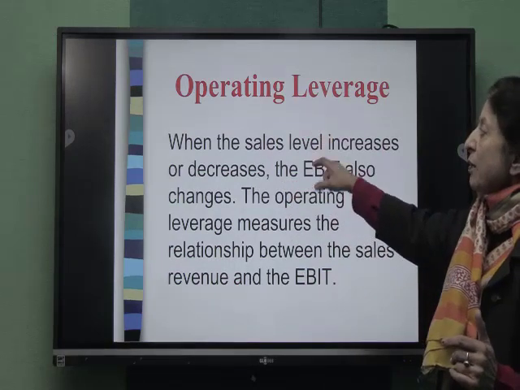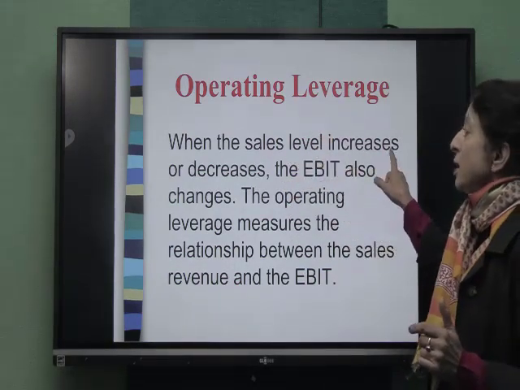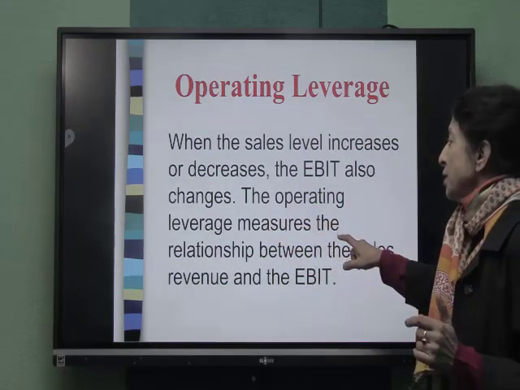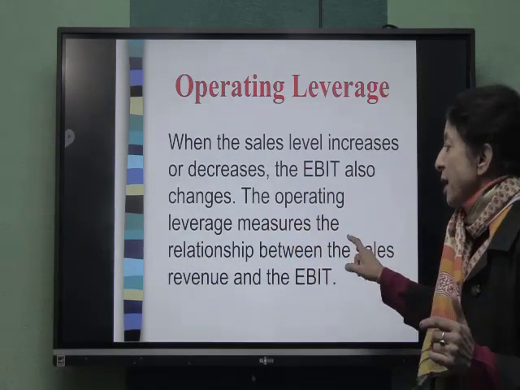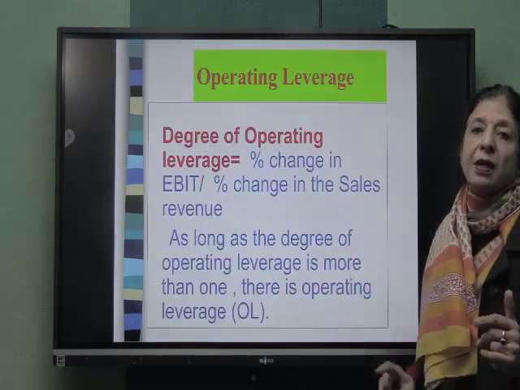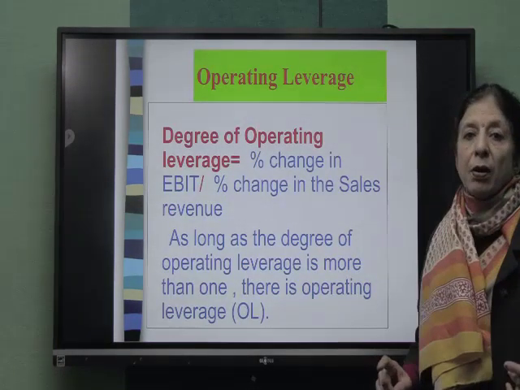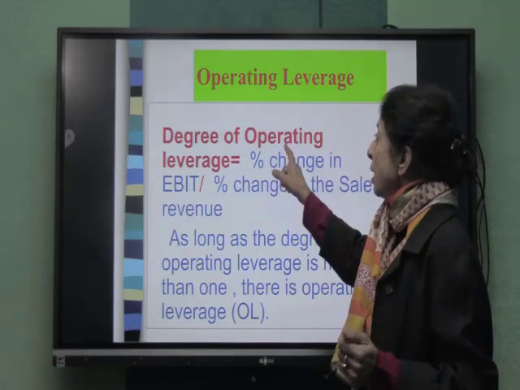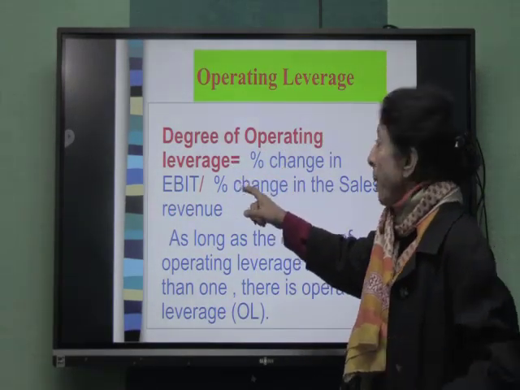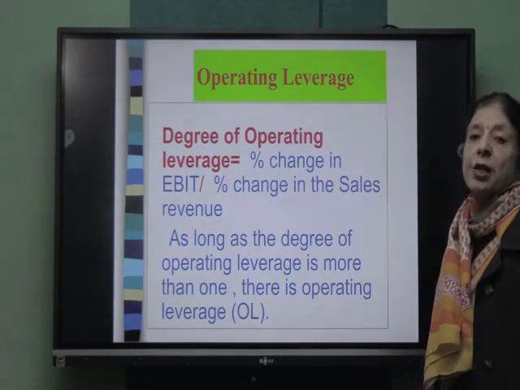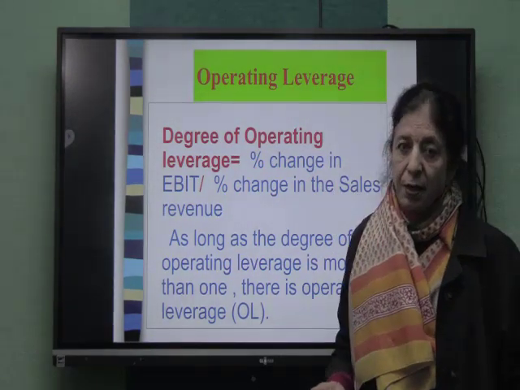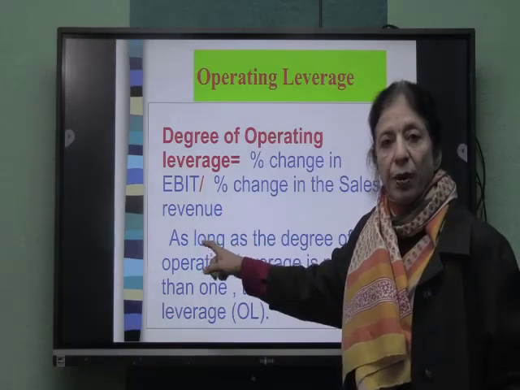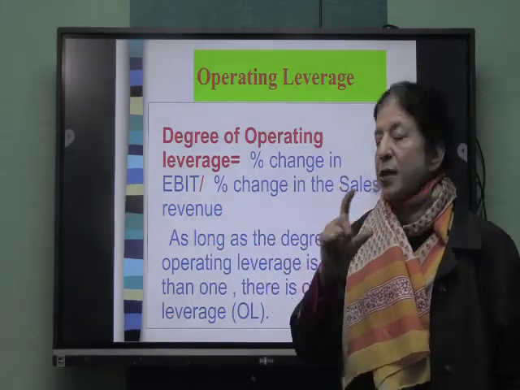Have you understood? When the sales level increases or decreases, the operating leverage measures the relationship between the sales revenue and the EBIT, and that will be called operating leverage. Now I'm giving you the formula for that. The degree of operating leverage is nothing but the percentage change in EBIT upon the percentage change in the sales revenue.